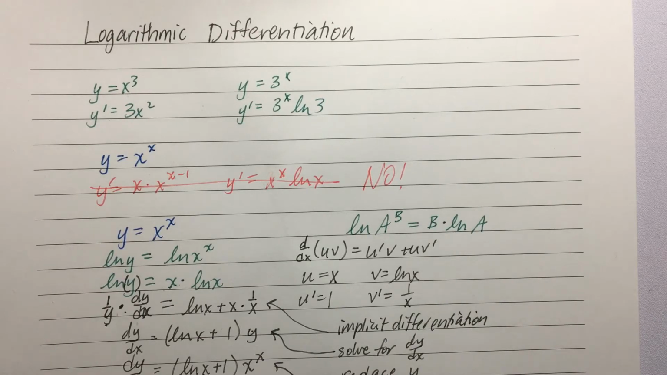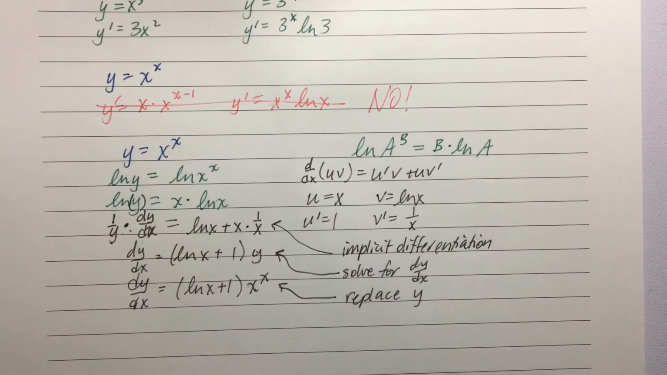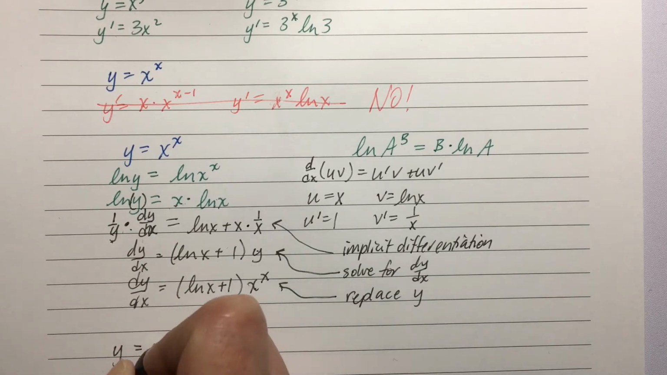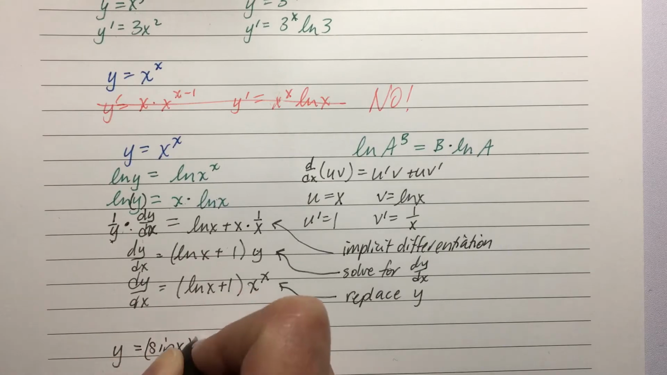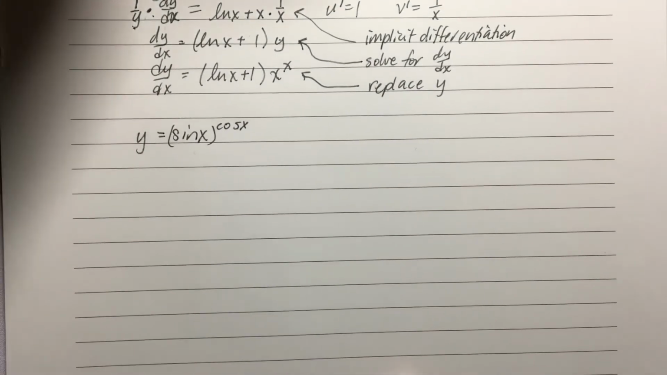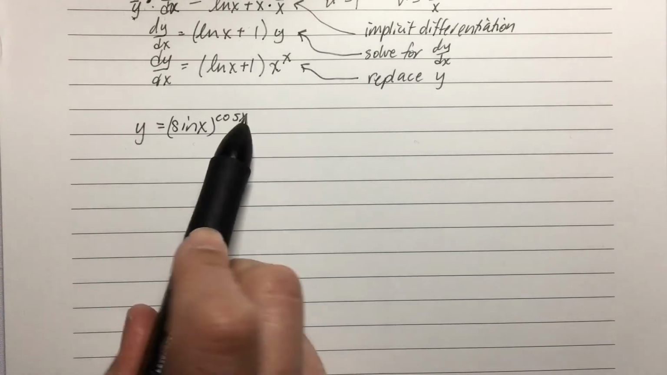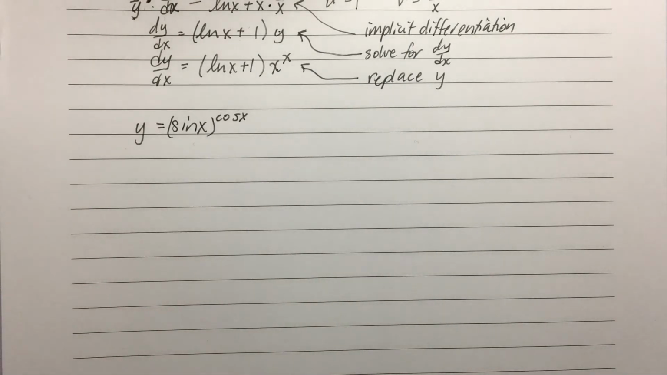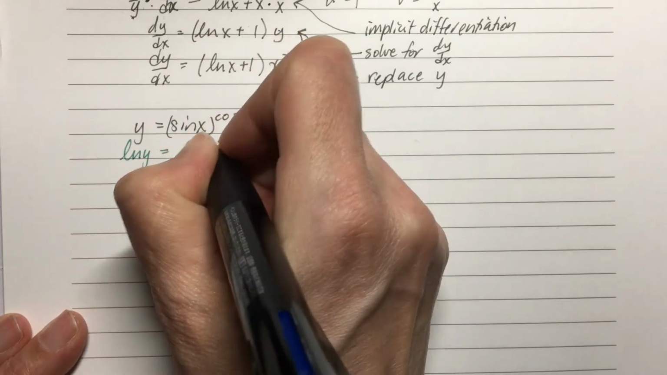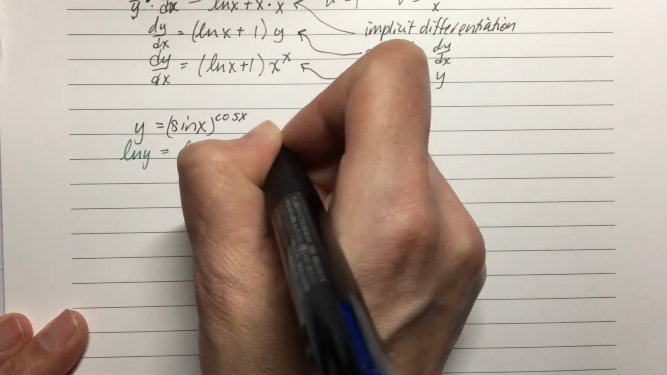So let's look at another example. Oh dear, I was a little off the screen there. I'll let you look at that for a sec while I write down our next example. Okay, so second example here, we have y equals sine x to the cosine x. So my first step, I'm going to take the natural log of both sides. So I have natural log y equals the natural log of sine x to the cosine x.